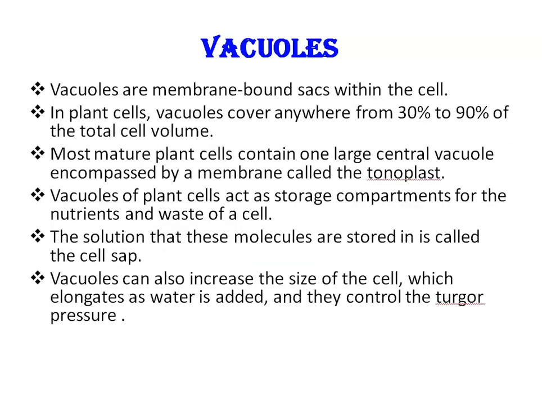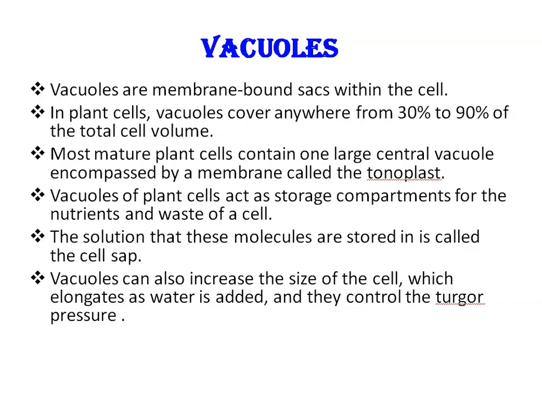Next is vacuoles. Vacuoles, like vesicles, are membrane-bound sacs within the cell. They are larger than vesicles, and their specific function varies. In plant cells, vacuoles cover anywhere from 30% to 90% of the total cell volume. Most mature plant cells contain one large central vacuole encompassed by a membrane called the tonoplast.